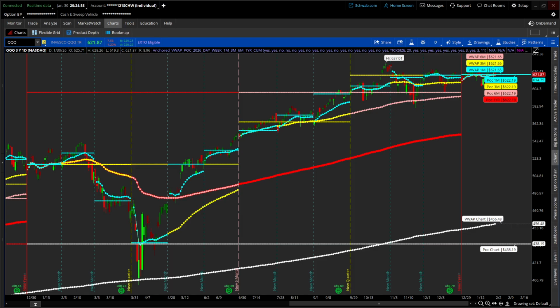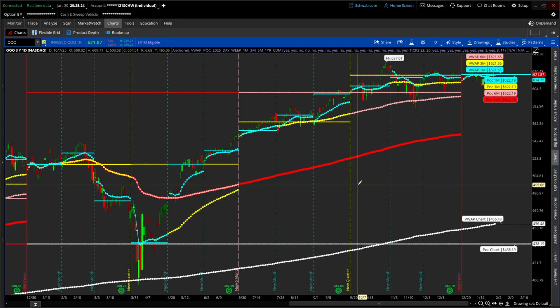Point of control matters because markets tend to rotate back to prices they've accepted. It also acts as support and resistance, or a balance point, during consolidation. Point of control shows you where the auction slowed down and said, this price makes sense.